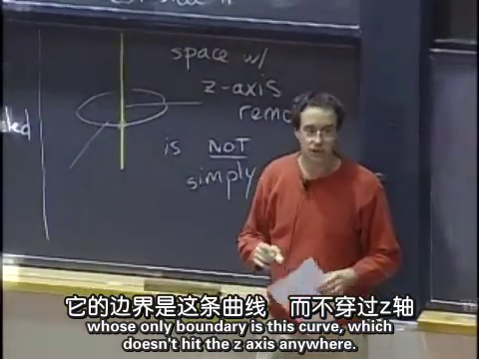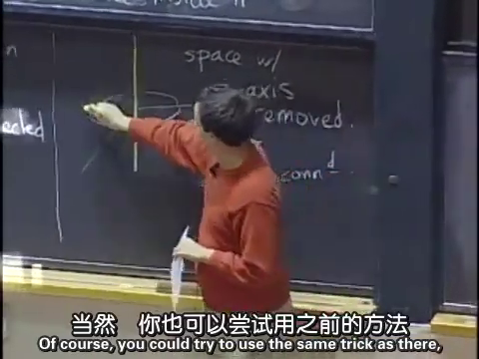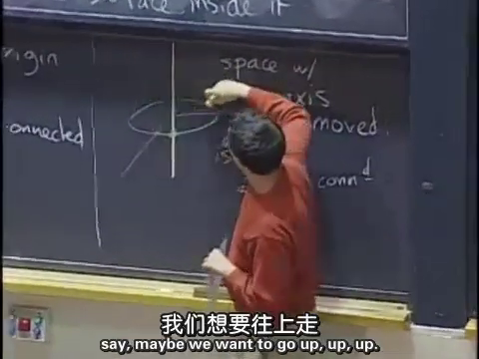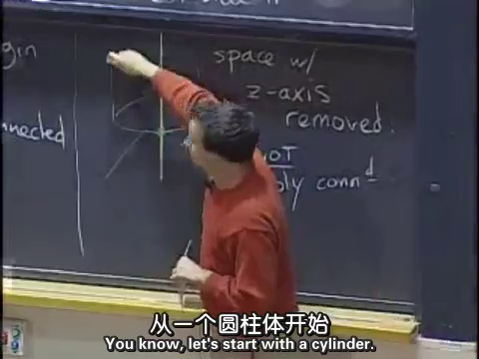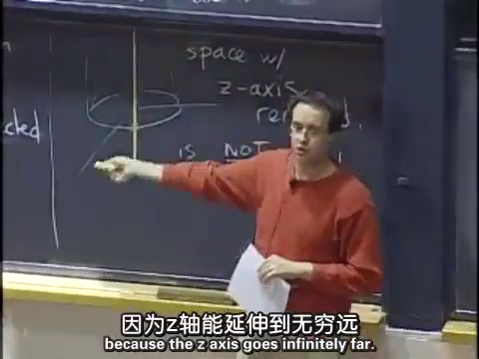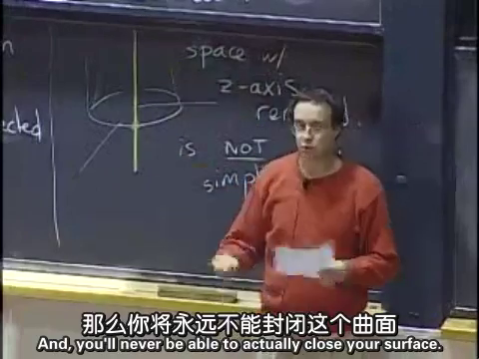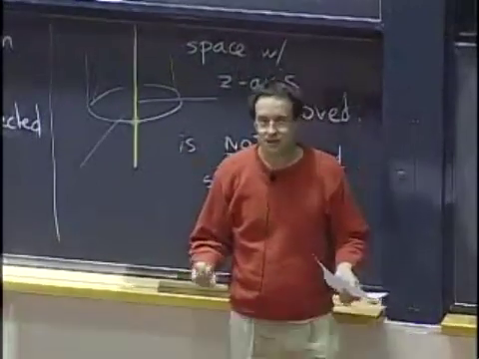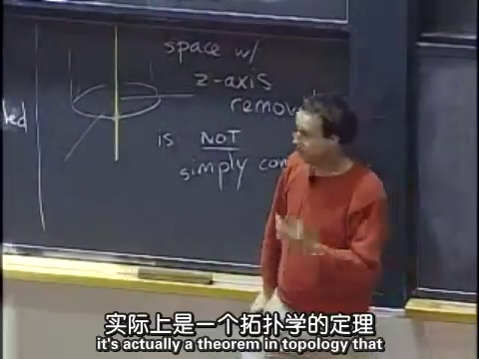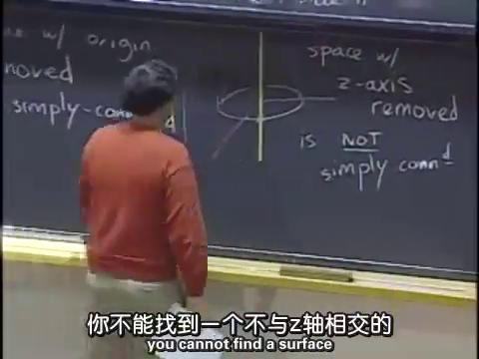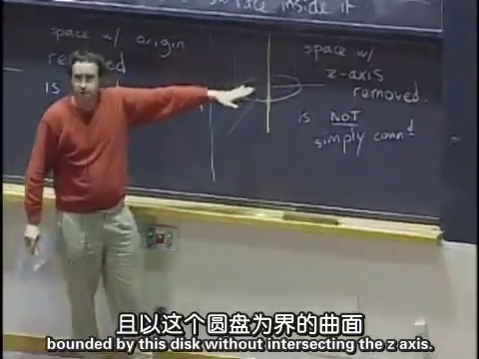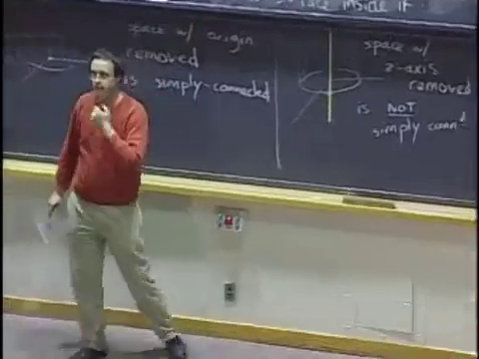Of course, you could try to use the same trick as there. Say, maybe we want to go up, let's start with a cylinder. Well, the problem is you would have to go infinitely far because the z-axis goes infinitely far, and you'll never be able to actually close your surface. So no matter what kind of trick you might want to use, it's actually a theorem in topology that you cannot find a surface bounded by this curve without intersecting the z-axis. Yes?